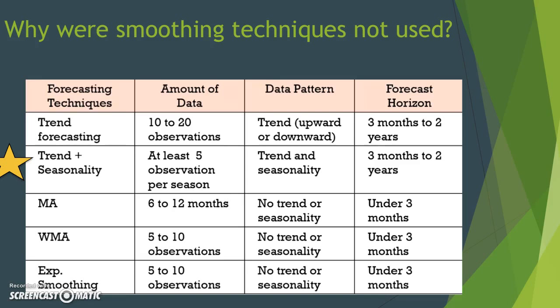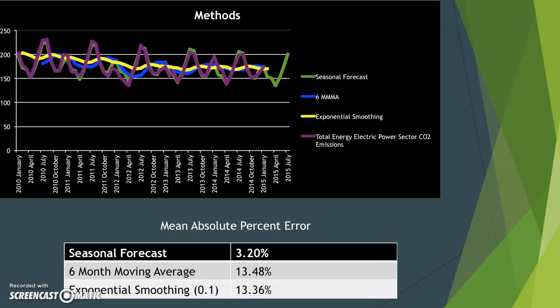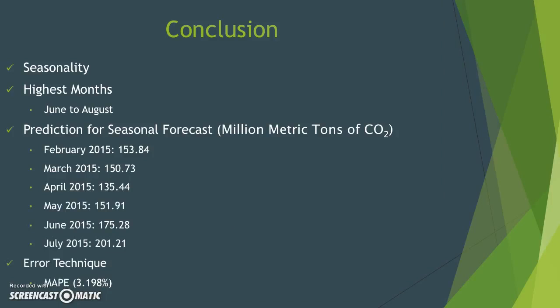So I did not have to use seasonality smoothing techniques, because I had some seasonality in my data. But for funsies, I included 2, the 6-month moving average and exponential smoothing. They were both around 13%. And the seasonal forecast is 3.2. So I am definitely using that for the mean absolute percent error. And you can see that the seasonal forecast fits my data a lot better than the smoothing techniques.